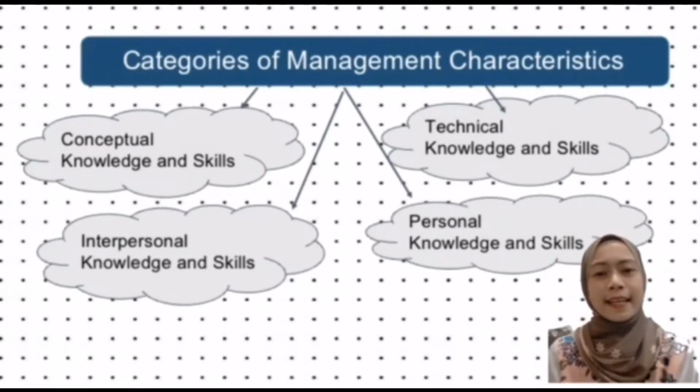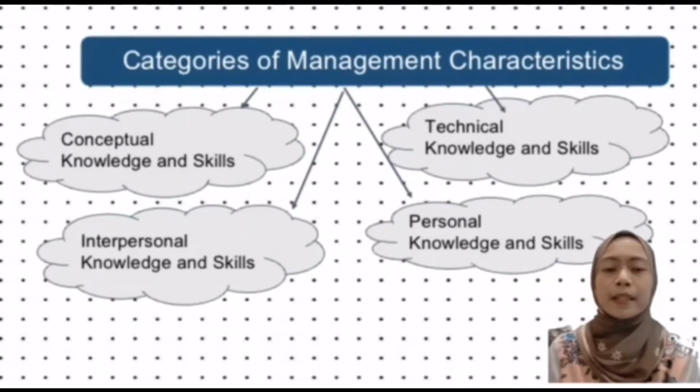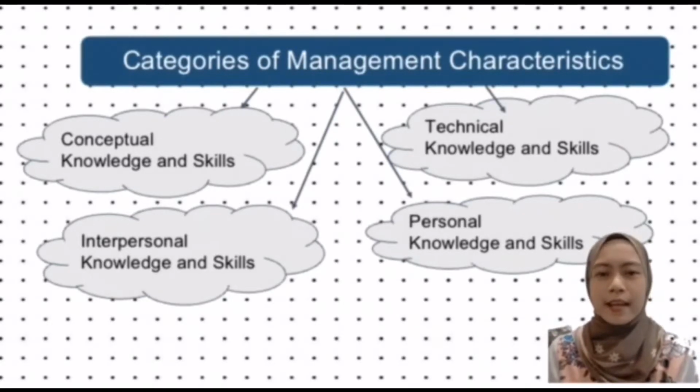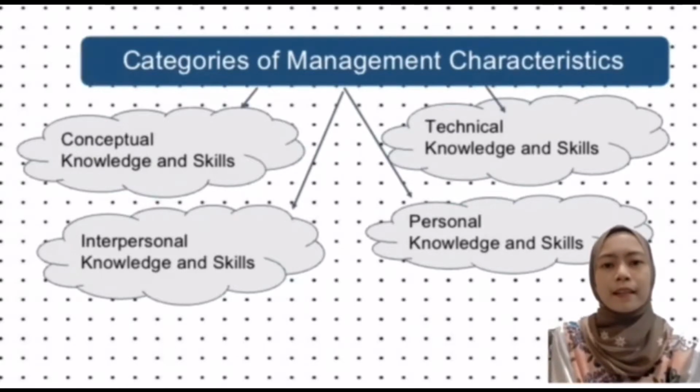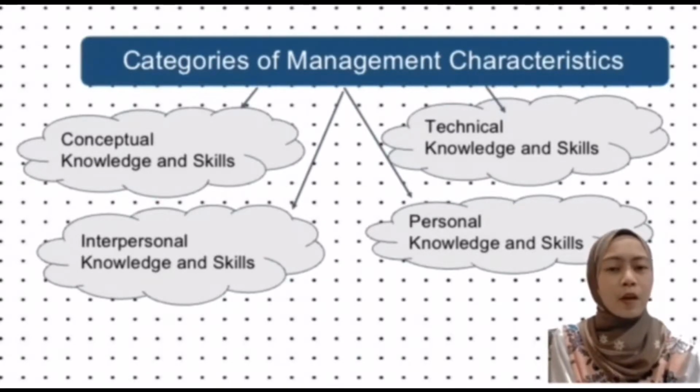Second is technical knowledge and skill. Technical knowledge and skill are necessary to carry out the operation of a particular functional area like marketing, engineering and HR. Third is interpersonal knowledge and skill, often called human skill.